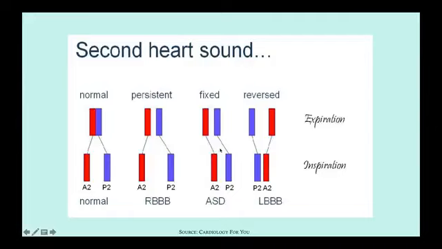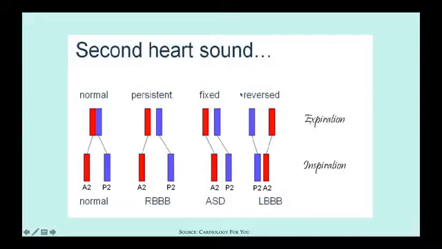Now with the fixed split, it's similar in that you hear the split in both expiration and inspiration, but the split is roughly the same length, and that's usually associated with an atrial septal defect. And the idea here is that you have the same pressure in both the left and the right ventricles because they share a common output. You have blood from the left going to both the pulmonic and systemic circulation, and the same with the right.